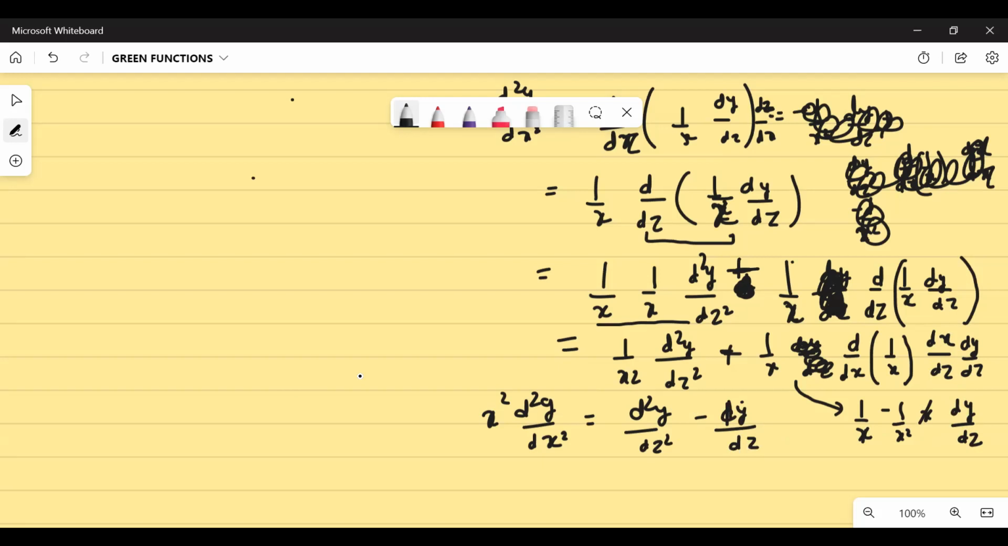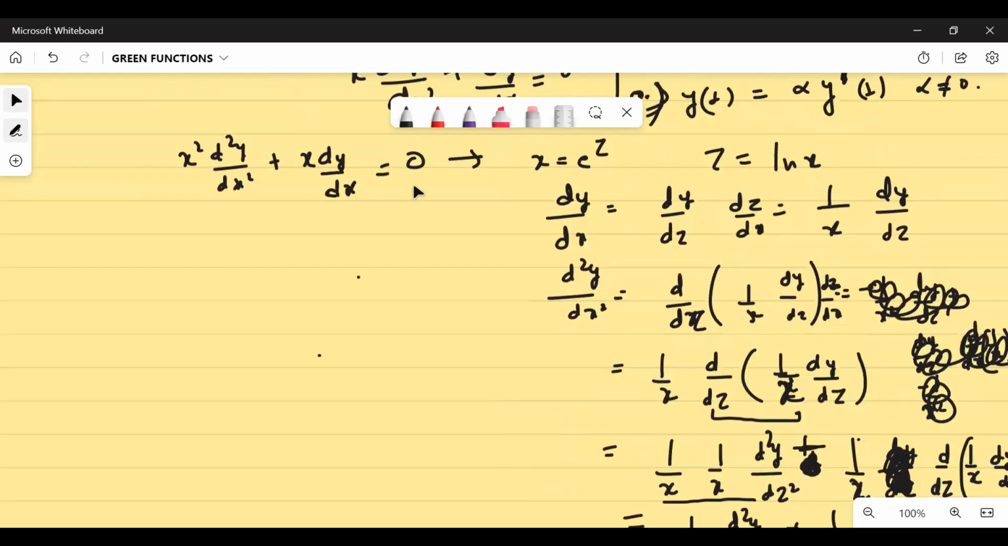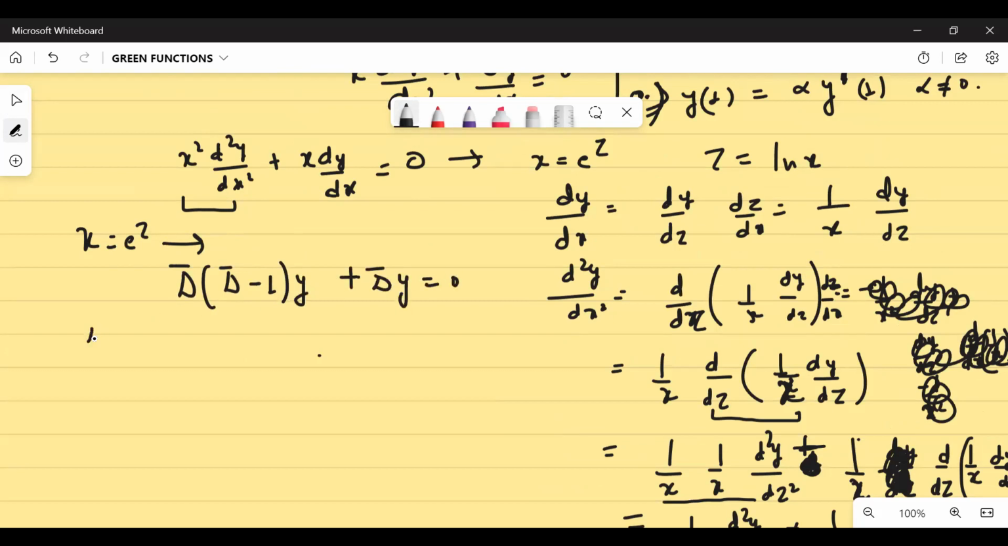Is that clear? Whenever you have such a differential equation, it is called a Cauchy-Euler differential equation. By a suitable transformation, that is x equals e to the power z, you can transform this variable coefficient differential equation into a constant coefficient one. So it will be D bar into D bar minus 1 plus D bar, y equal to 0, where D bar is d by dz. Is that clear? You can see here.